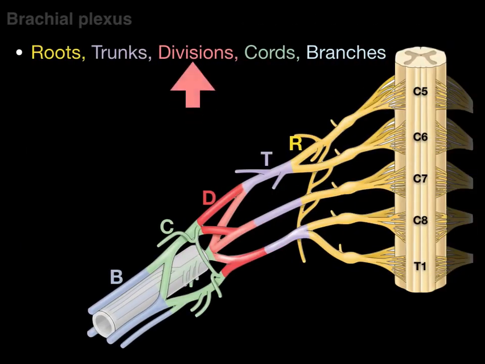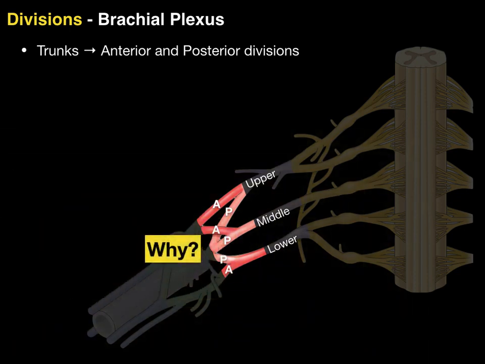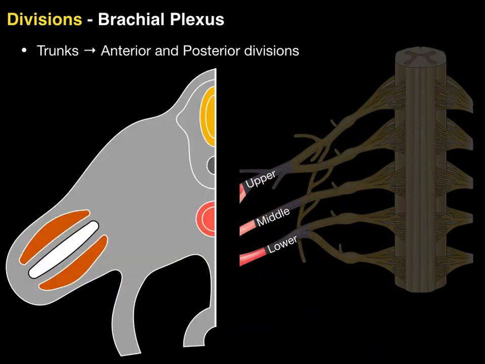All right. Next, we'll talk about divisions of the brachial plexus. And so the trunks give rise to anterior and posterior divisions. So the upper trunk has an anterior and posterior division. The middle trunk bifurcates into an anterior and posterior division. And the lower trunk bifurcates into anterior and posterior divisions as well. Now, why? What's the deal here? So to answer this, let's talk about embryology for a second.